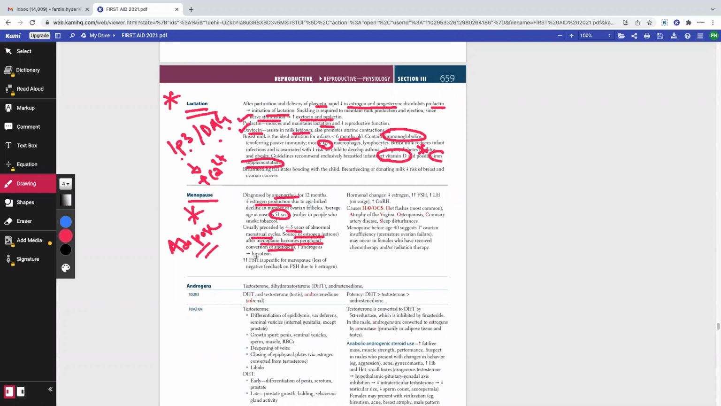Okay, so that's it. Another one is that during menopause, the estrogen level is so low that FSH is usually very high. So this high FSH is usually used as an indicator to let us know if a female is at the onset of menopause or not.